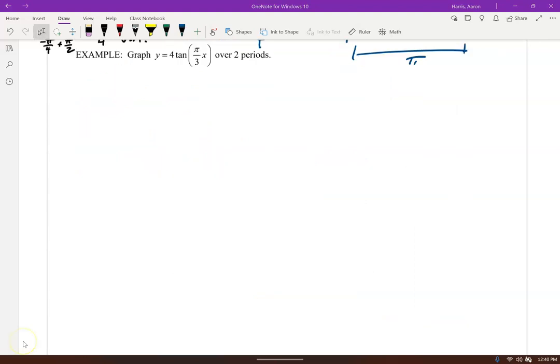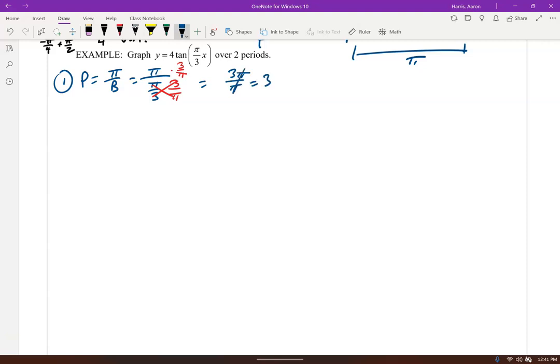Do this one with a 4 in front, so that's going to vertically stretch that. And then we got that pi thirds x, which will affect its period. So let's start going through this with the tangent function. Our period for the tangent is pi over b, and b here is that pi thirds, right? So we got pi over pi thirds, and so we got 3 pi over pi, which is 3.